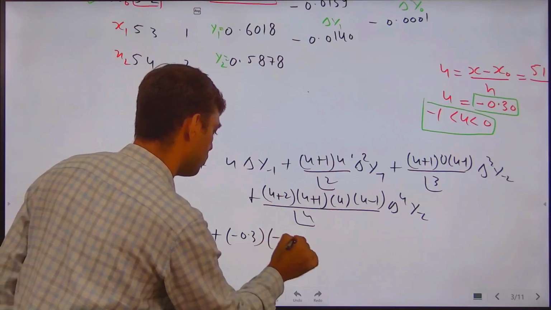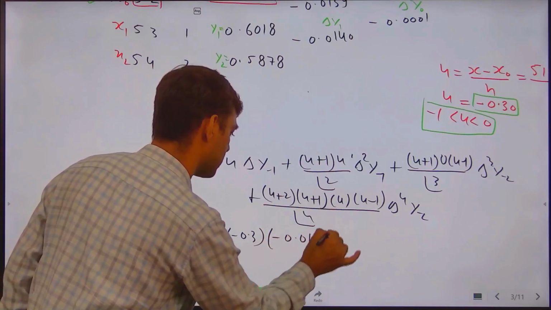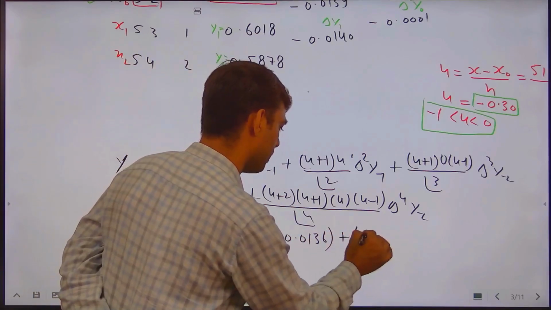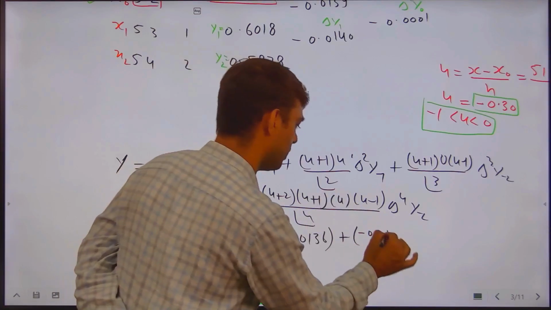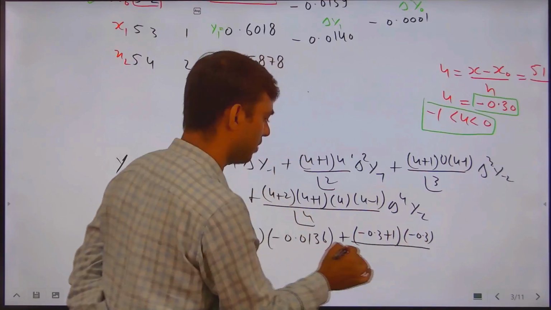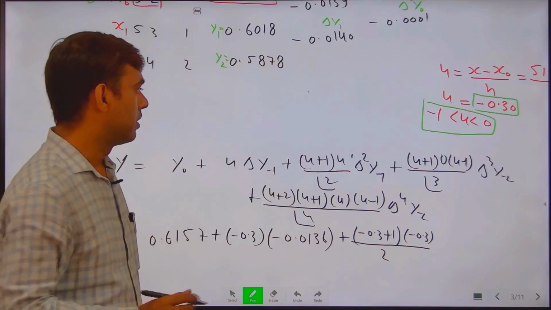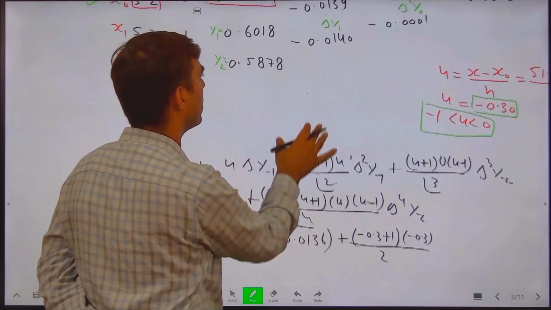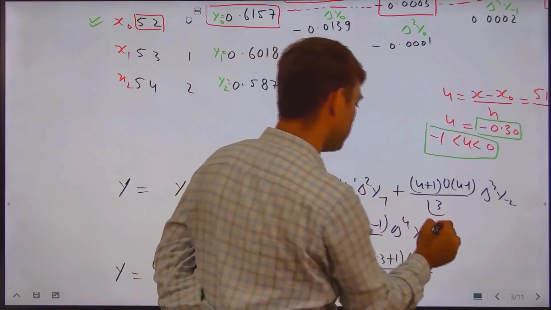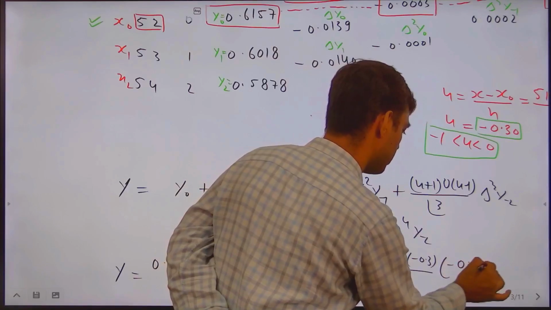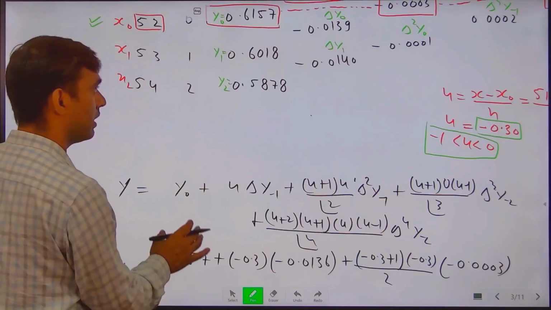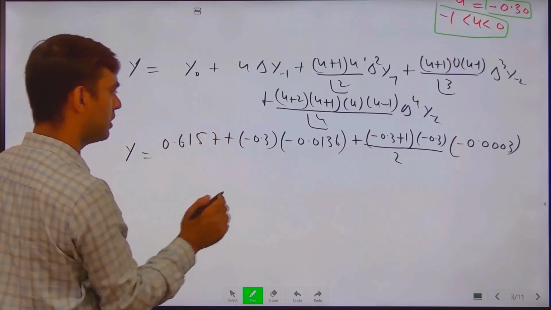Minus 0.0136. This one is the value of the second term. The third term becomes minus 0.3 plus 1 into minus 0.3, divided by factorial 2, that is 2. Then we write the value of del 2 y minus 1. What is the value of del 2 y minus 1? Minus 0.003. Minus 0.0003.